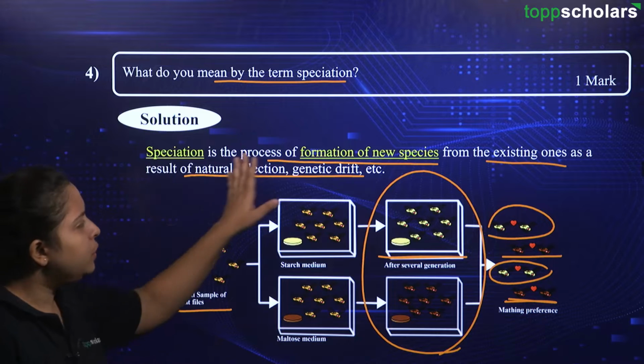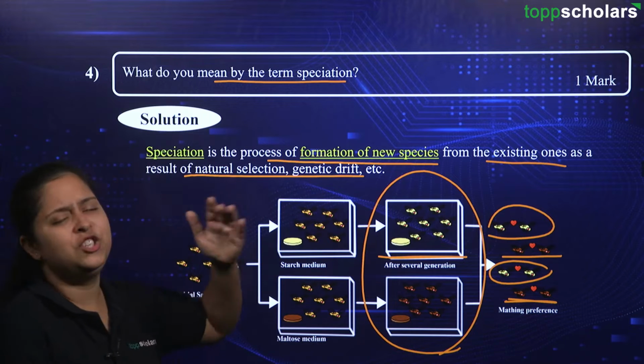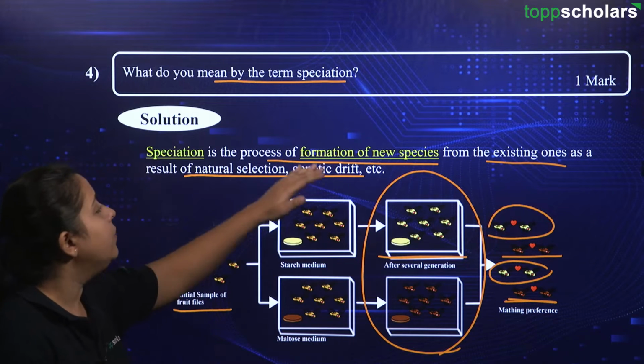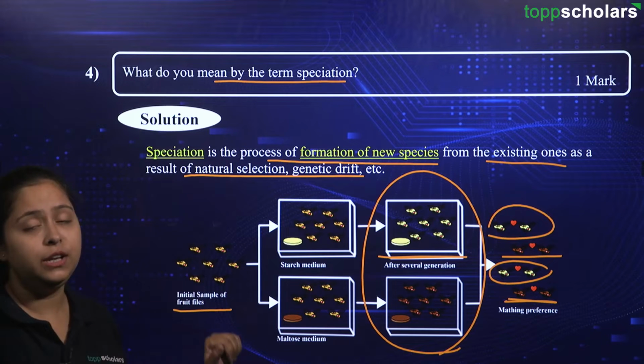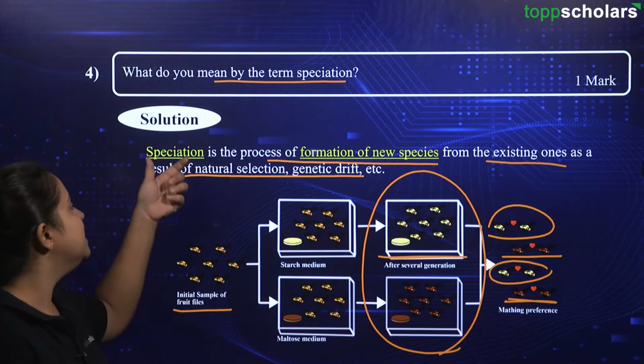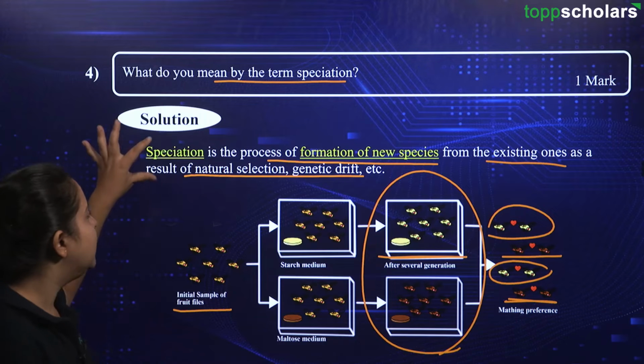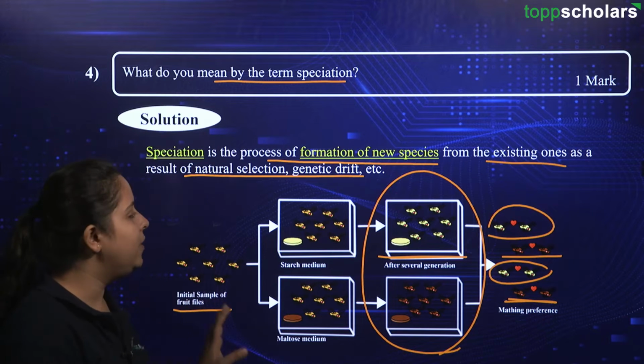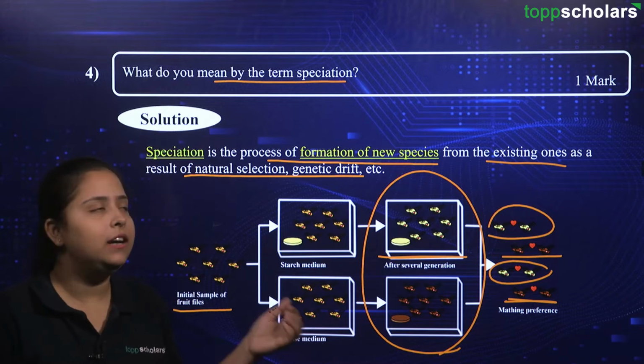Alright, so due to a number of things such as natural selection, genetic drift, etc., we have the formation of new species from the existing ones, and that process is called speciation. I hope the concept is clear to you, as we have taken some examples to make you understand what is actually happening.